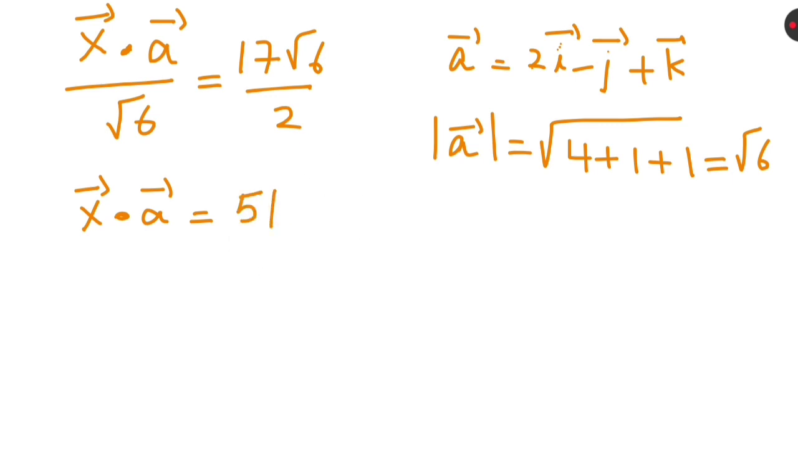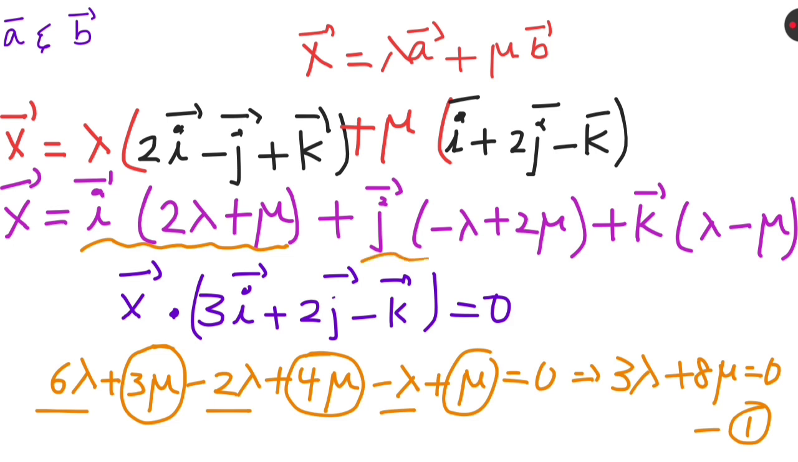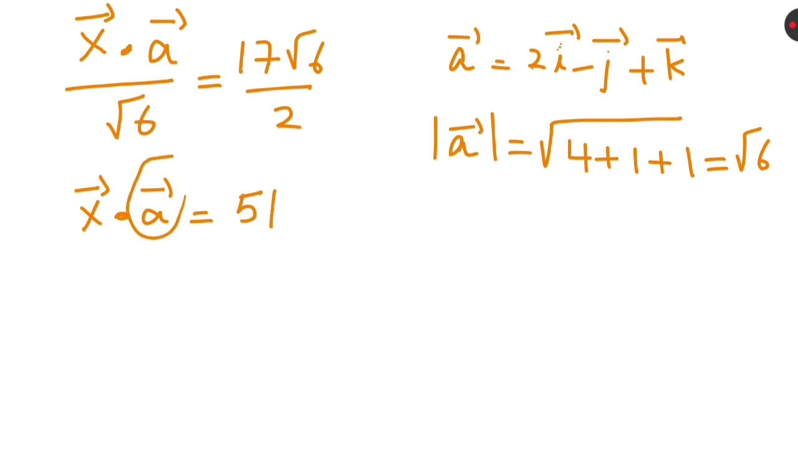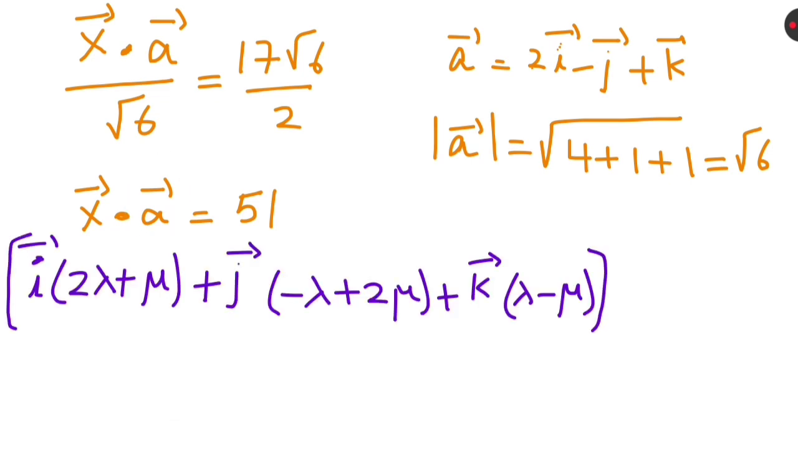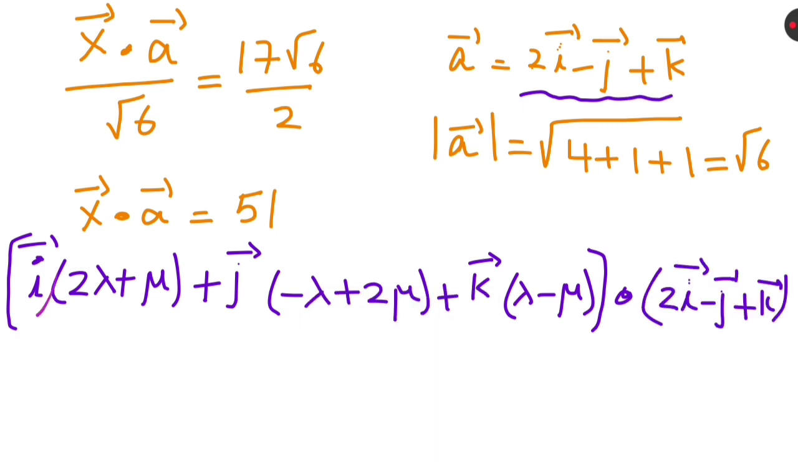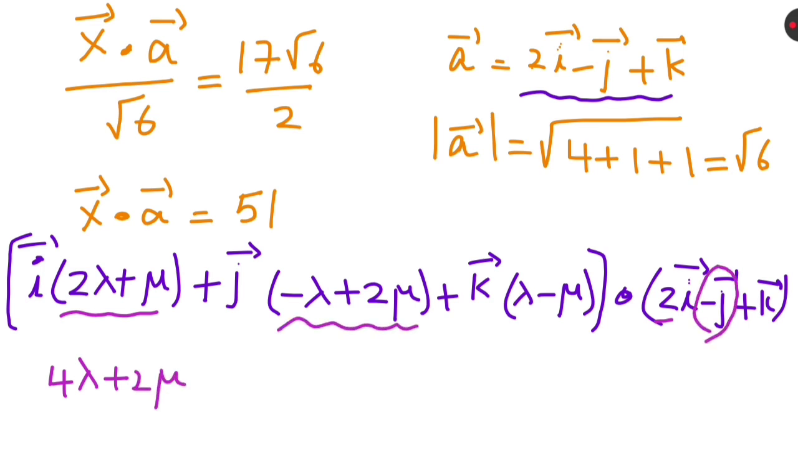We know x vector, which is i times 2 lambda plus mu, j times minus lambda plus 2 mu, plus k times lambda minus mu. And here we have to use a vector. So this is the x vector dot a vector. What is a vector? A vector is 2i minus j plus k. Here you have to multiply i times i, which is 1. So now I have 2 lambda plus mu times 2, which is 4 lambda plus 2 mu. And here minus lambda plus 2 mu times minus 1, which gives plus lambda minus 2 mu. And here we have lambda minus mu times 1. So that is lambda plus mu.